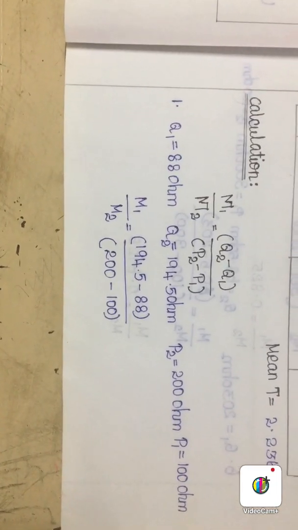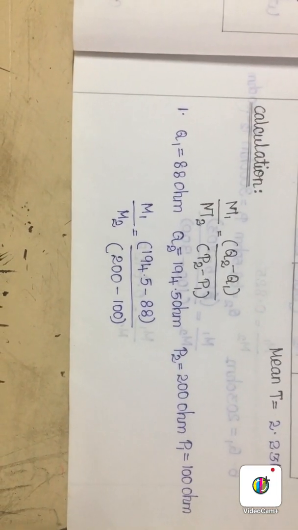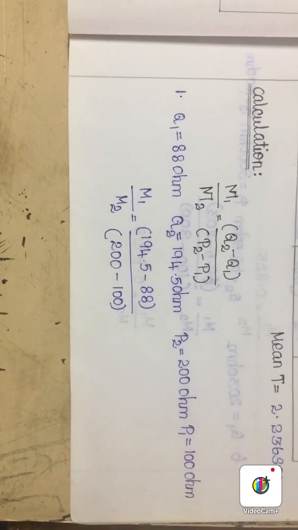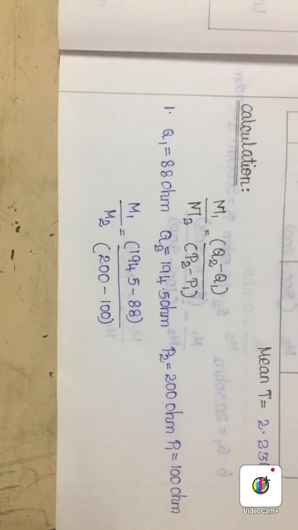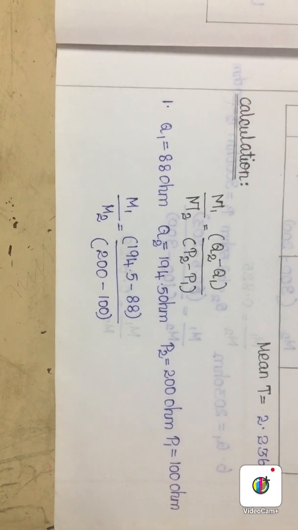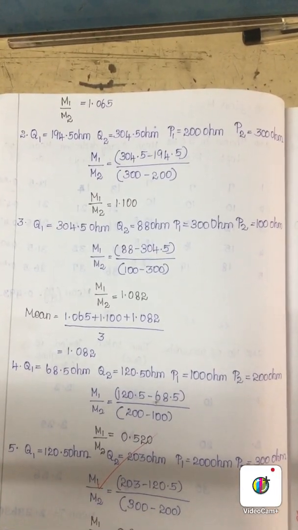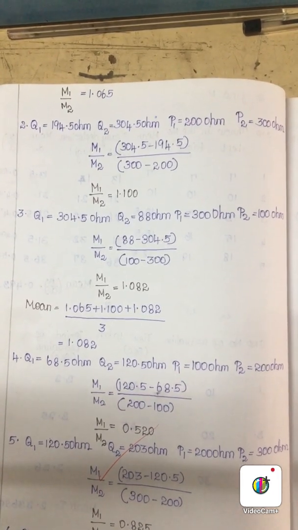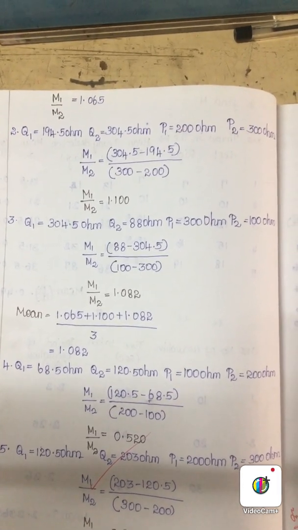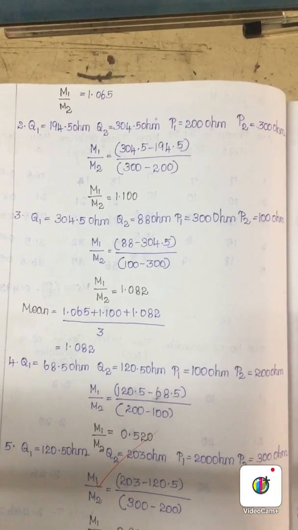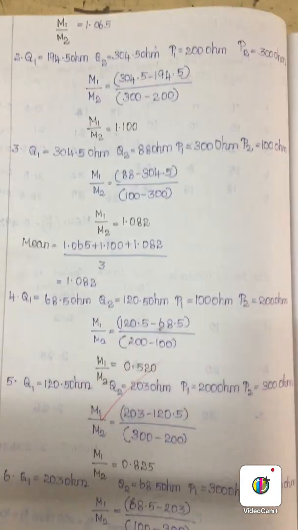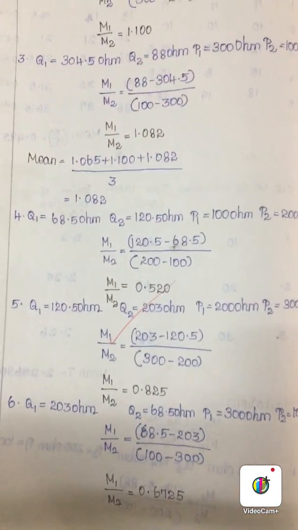The calculations can be done using the formula M1 by M2 is equal to Q2 minus Q1 divided by P2 minus P1. This is for the first set of readings. Similarly, for the other sets of readings also the calculations can be done, and you can take the mean values of the 3 readings for the first set of coils, and similarly for the second set of coils.